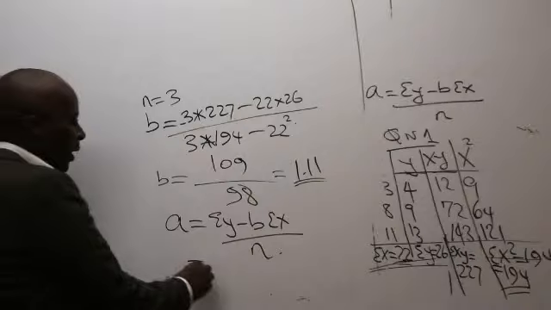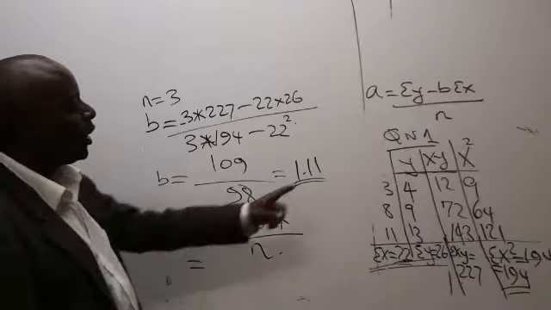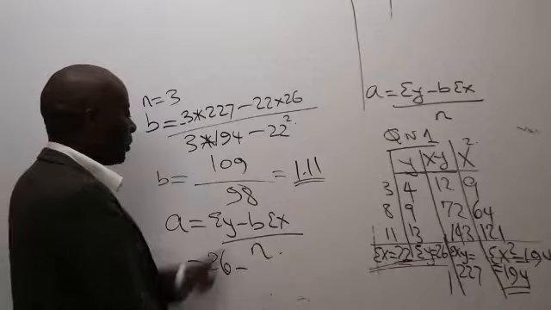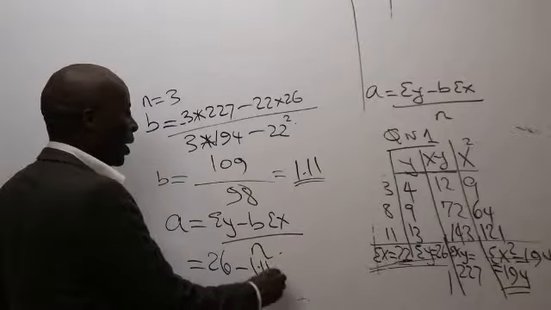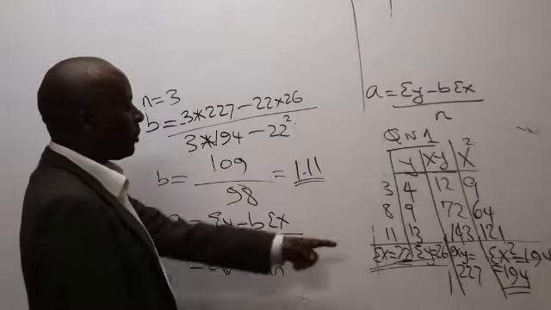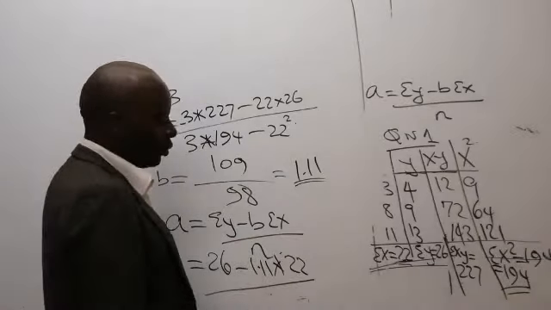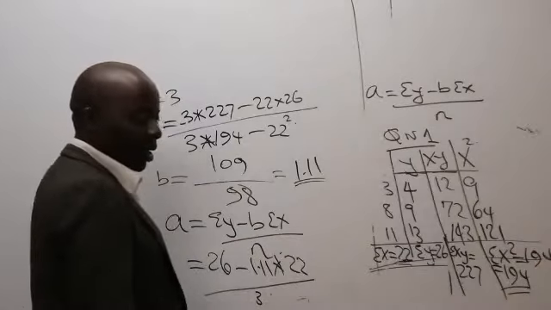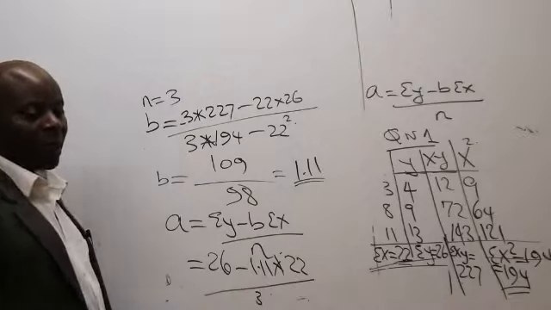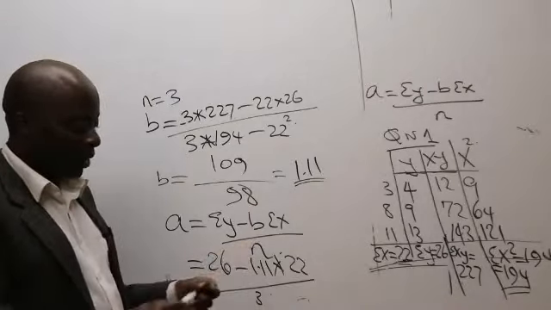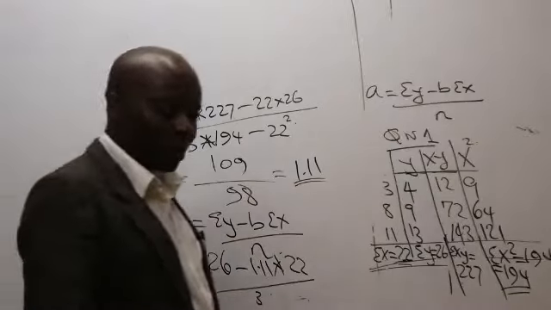So in this particular case, do we have summations of y? Oh, yes, we do. It is 26. 26 minus b, which is 1.11, times summations of x. Summations of x is 22. All over n, which happens to be 3. So then, ladies and gentlemen, could you kindly first of all start by giving me the numerator?